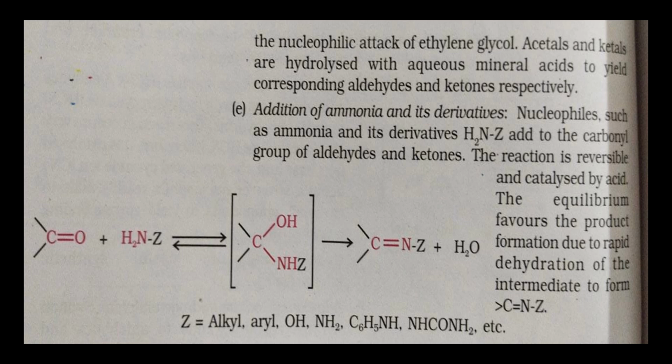Fifth one, addition of ammonia and its derivatives. Nucleophiles such as ammonia and its derivatives, H2N-Z, add to the carbonyl group of aldehydes and ketones. The reaction is reversible and catalyzed by acid. The equilibrium favors the product formation due to rapid dehydration of the intermediate to form C=N-Z. Z can be alkyl, aryl, OH, NH2, C6H5NH, HCONH2, etc.